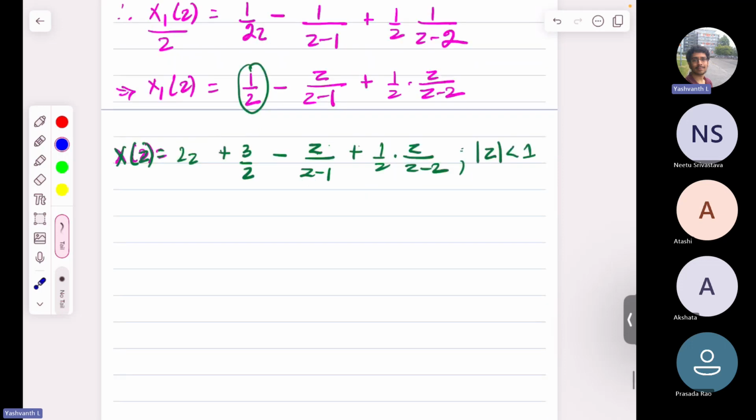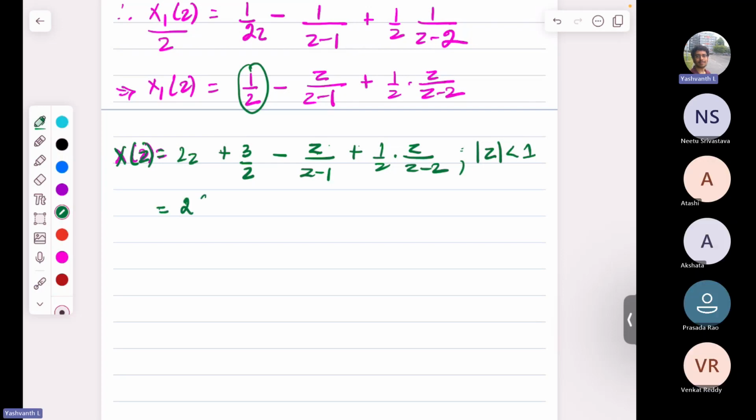So 2Z, what is the inverse Z transform of 2Z? It is nothing but 2 times delta of n plus 1. For 3 by 2, it is just a constant. The constant will just get multiplied, so 3 by 2 into delta of n. If you remember, delta of n has a Z transform equal to 1, but the constant just gets multiplied. That's why 3 by 2.